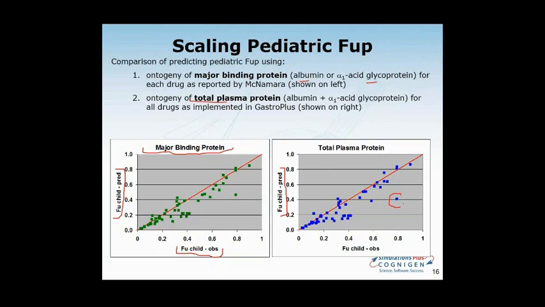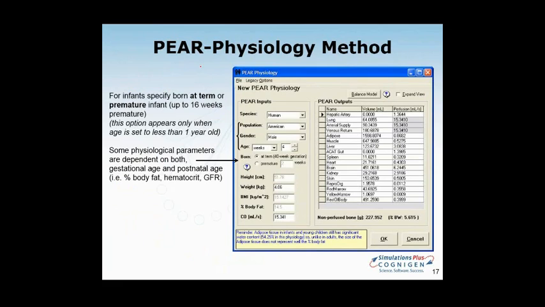Maybe this one outlier is a little bit bigger in the total binding protein than it was using the major binding protein. But other than that, there really was no difference in the performance of the models. So we stuck with the simpler strategy of using the total plasma protein rather than having to distinguish those two proteins. So how do you actually create these physiologies?